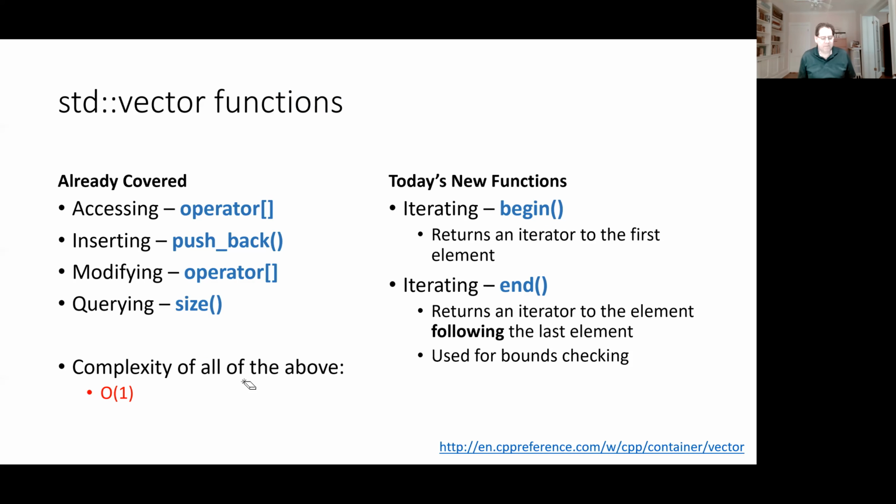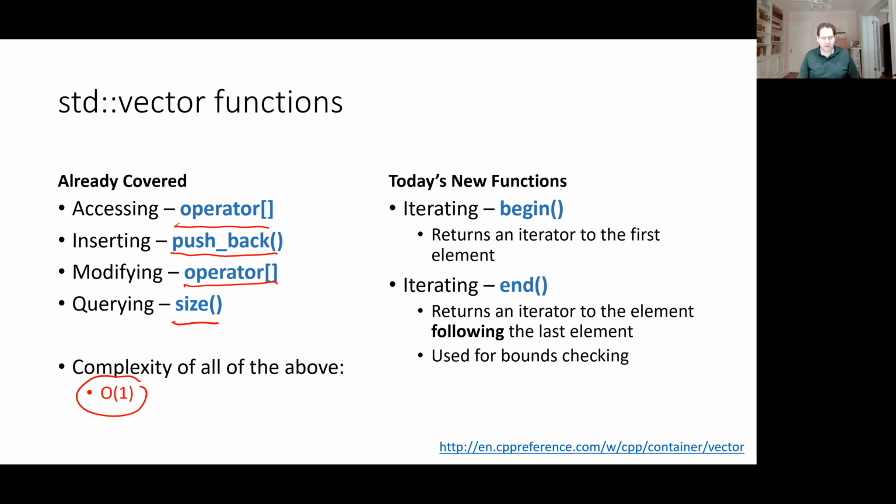Okay, so let's just review what we already know about the first container class you looked at, vector. We saw that we could access elements and read them using the square bracket operator. We can also modify them using the square bracket operator. We can add things to the end of the vector, make it bigger, and put the element in with push_back. And we can ask how many elements it has by querying the size member function. All of these are fast. They're order one.